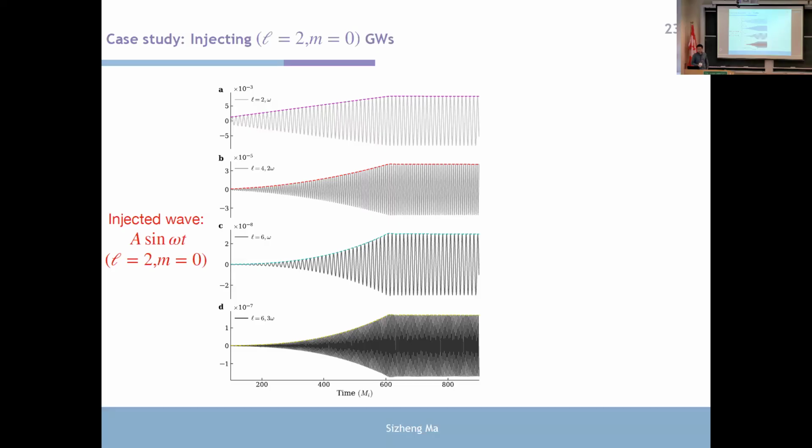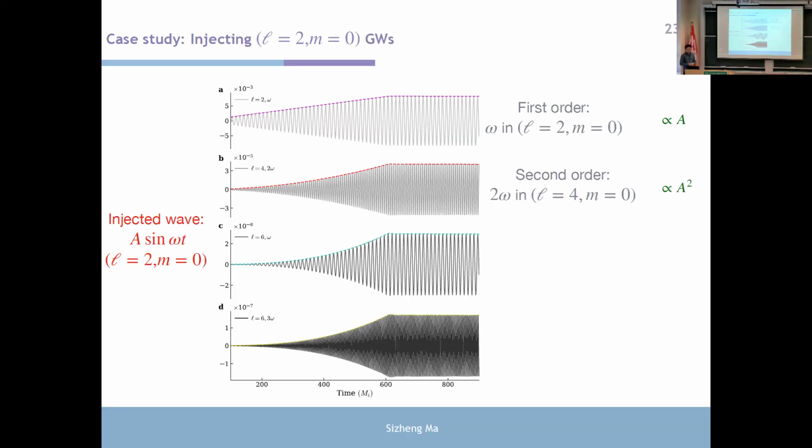In the top panel, we have the first order linear response. This is the omega component in the 2-0 harmonic. And we have confirmed that its profile scales with the injection amplitude A. So indeed, it's the first order effect.